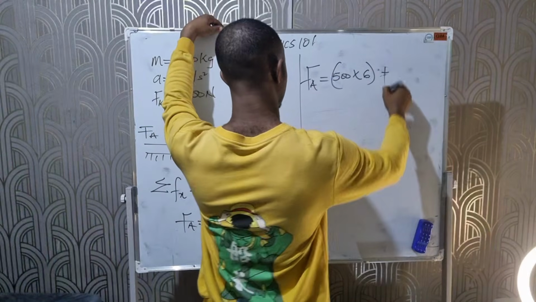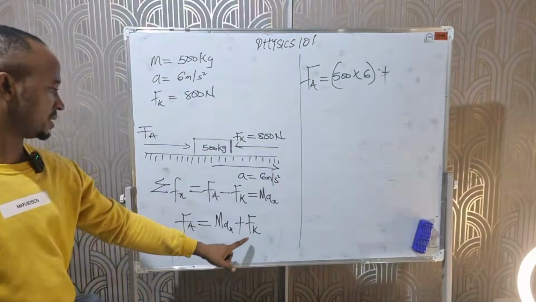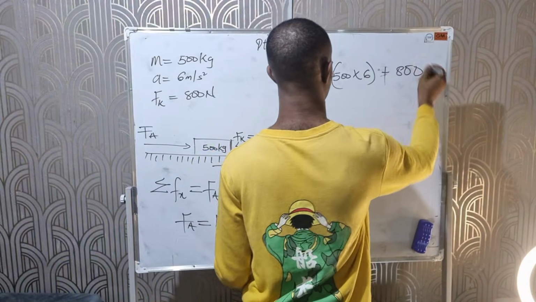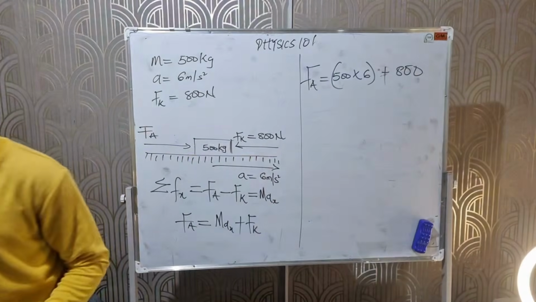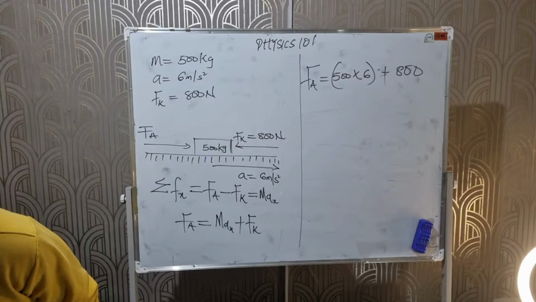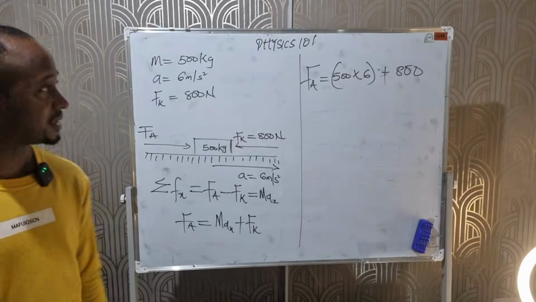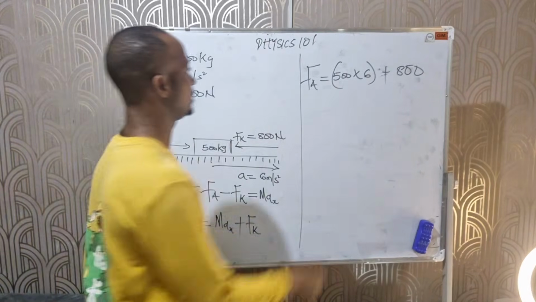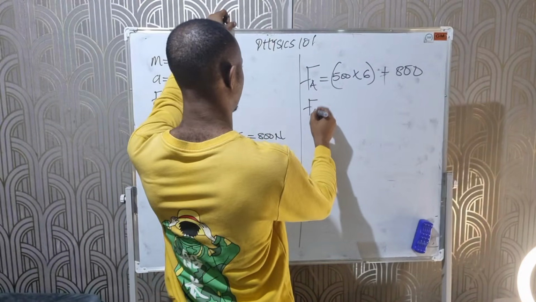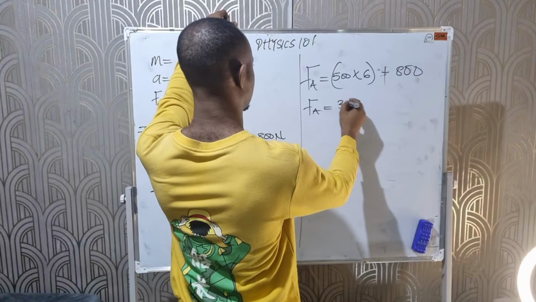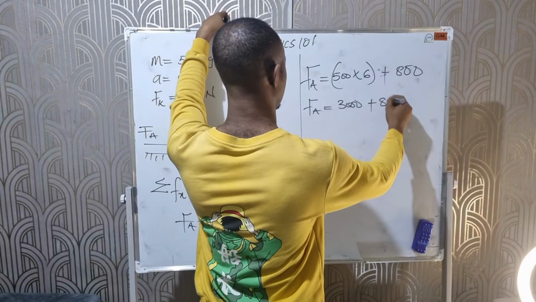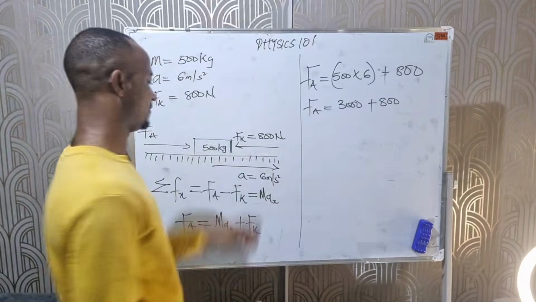plus our frictional force, which is actually 800, right? Okay, so the next step is to multiply this 500 times 6. That will give us 3,000, right? Then plus 800. I hope you guys are following.